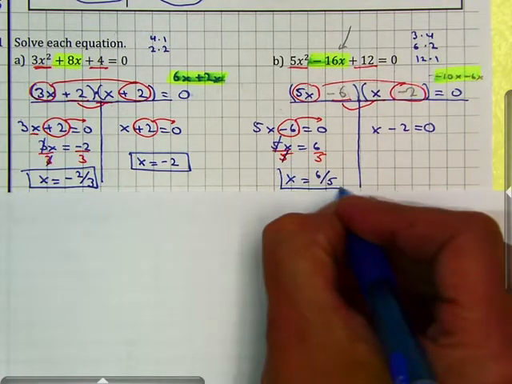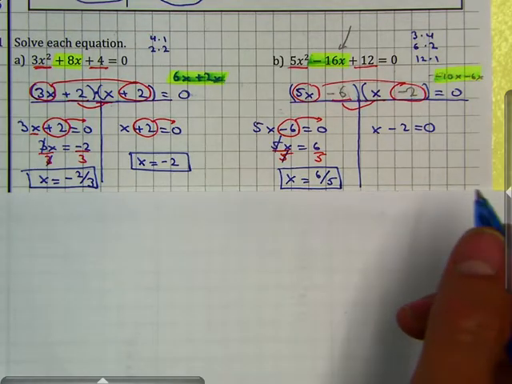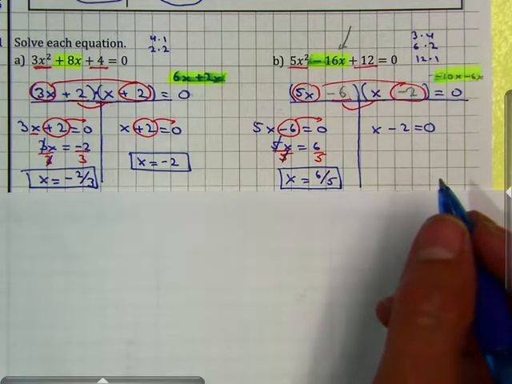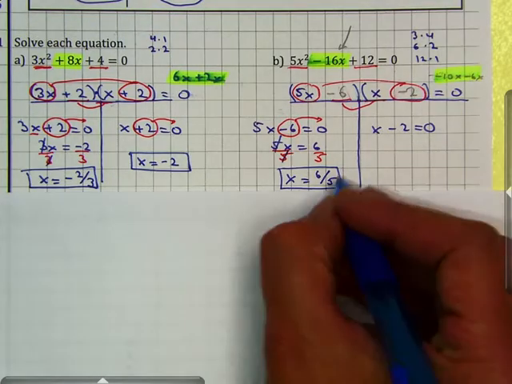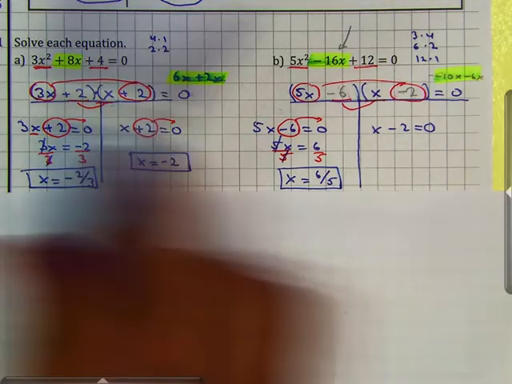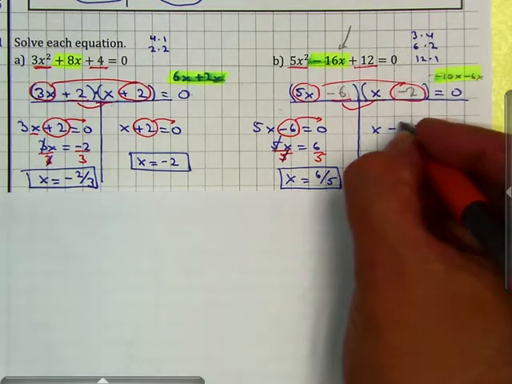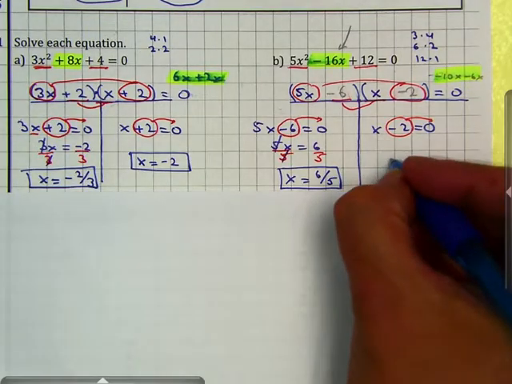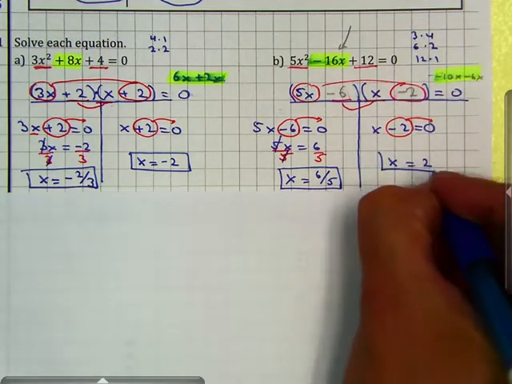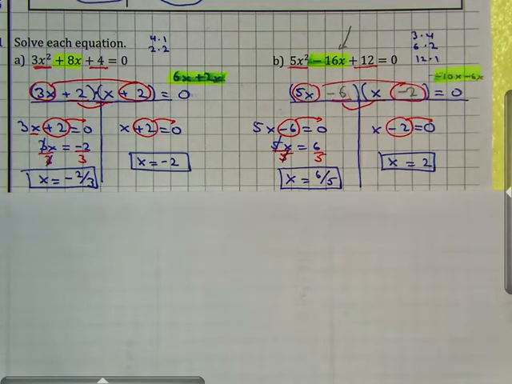You can leave it as an improper fraction. You don't need to change to a mixed fraction. You don't need to change to a decimal. You can reduce it if possible, but in this case you can't. I'm going to solve the second equation. Move my 2 to the right. It's a negative, we can say positive. So therefore, those are my two solutions.